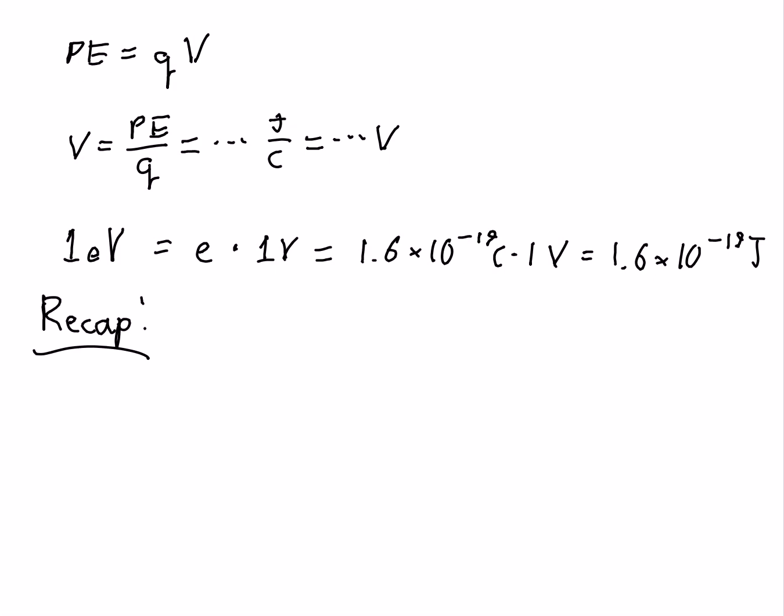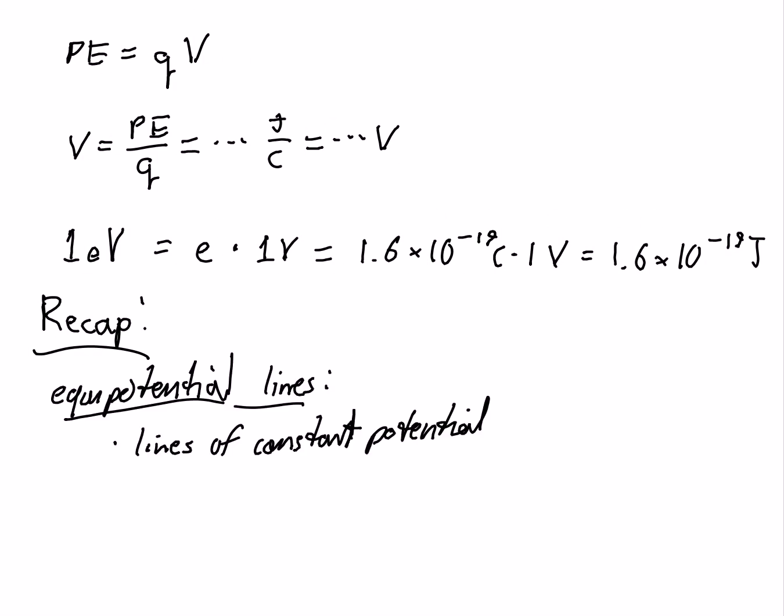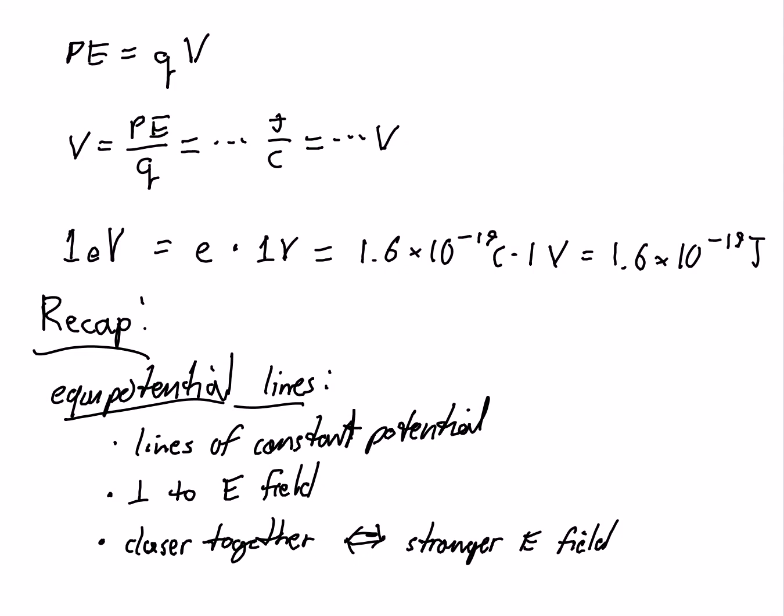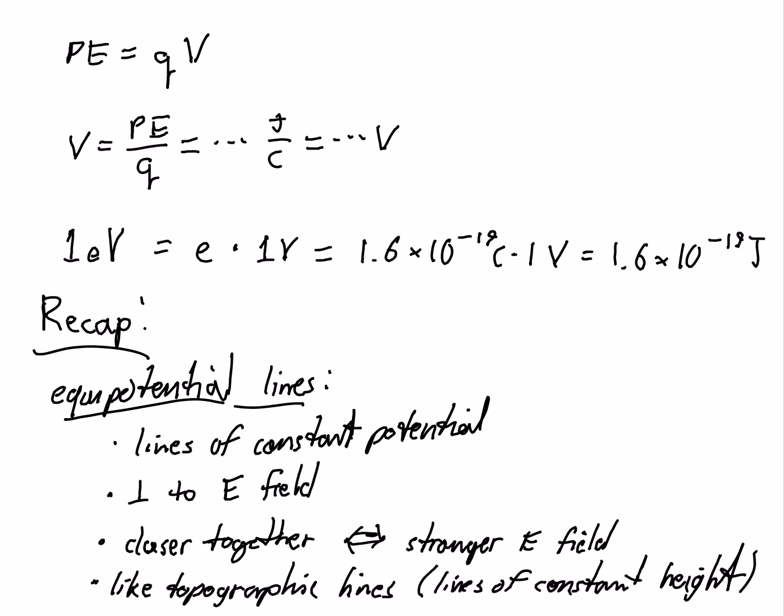Let's recap what we learned here. In addition to, of course, this unit stuff above, we learned about equipotentials. These are lines of constant potential. They're perpendicular to the E field. This symbol means perpendicular to. Closer together means that it's a stronger E field. And they're like topographic lines in that topographic lines are lines of constant height, while these are lines of constant potential. And this is, of course, related to this metaphor of potential energy and height.